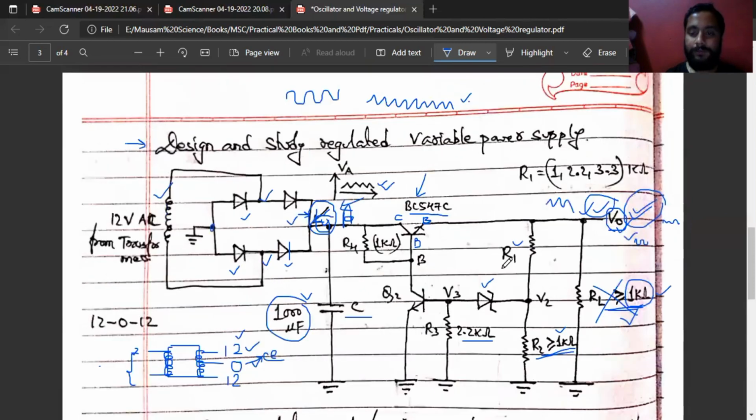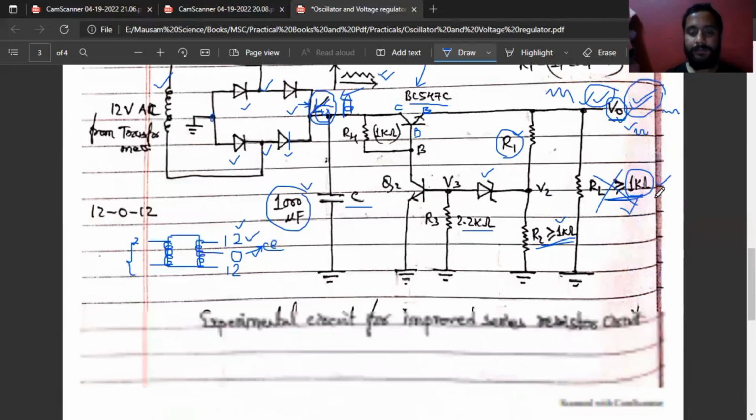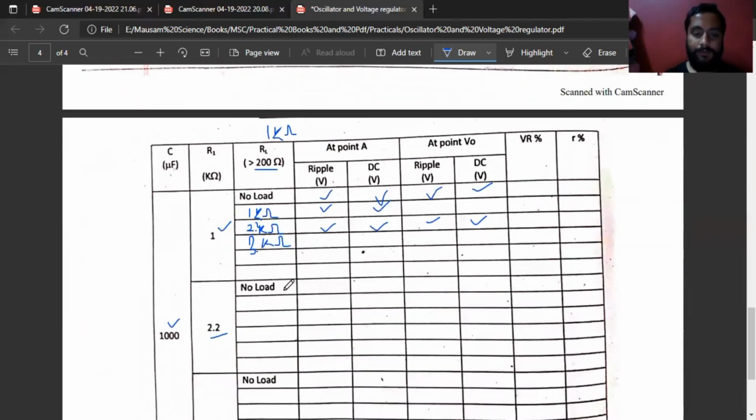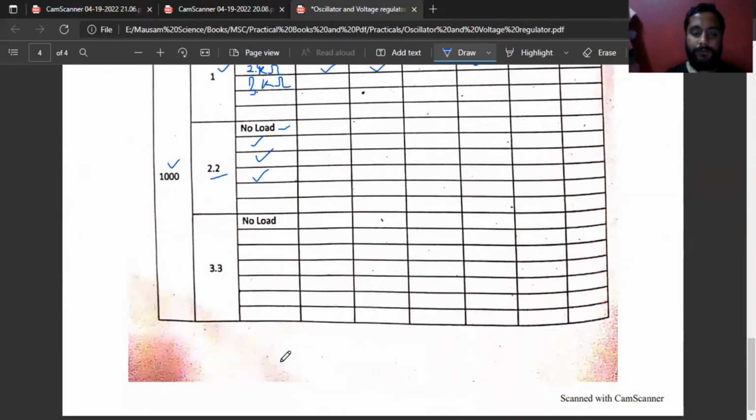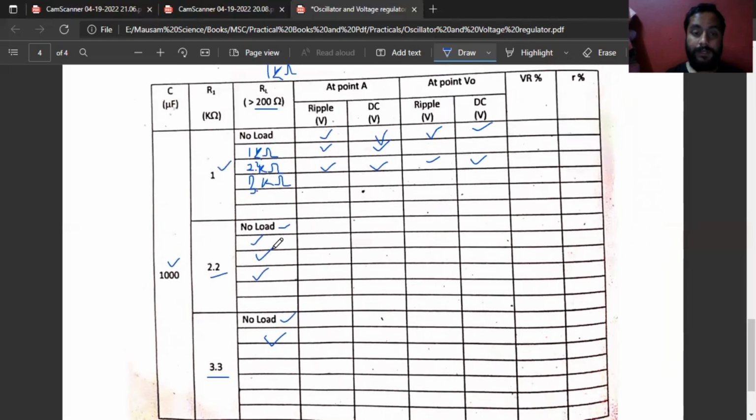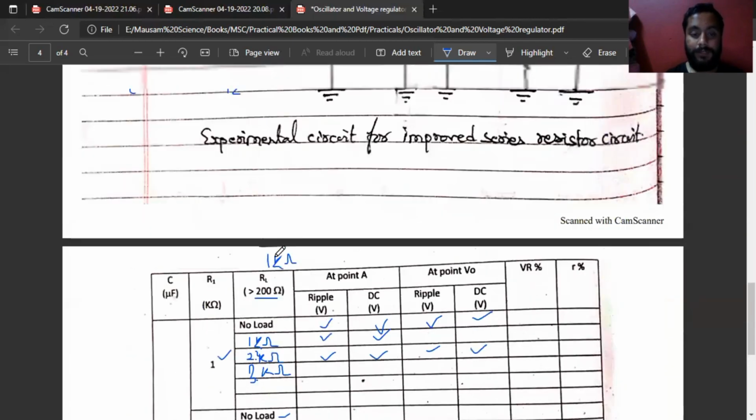We need to change this R1 value to 2.2 kilo ohm, and we need to perform again without any load. We need to check here DC voltage, ripple voltage. Here we can check DC voltage and ripple voltage at B naught. Same thing we need to do for no load, and again for 1 kilo ohm, 2.2 kilo ohm and 3.3 kilo ohm, we can do the same type of thing. And for 3.3, again we can check for no load, and we can check for 1 kilo ohm, 2.2 kilo ohm and 3.3 kilo ohm.